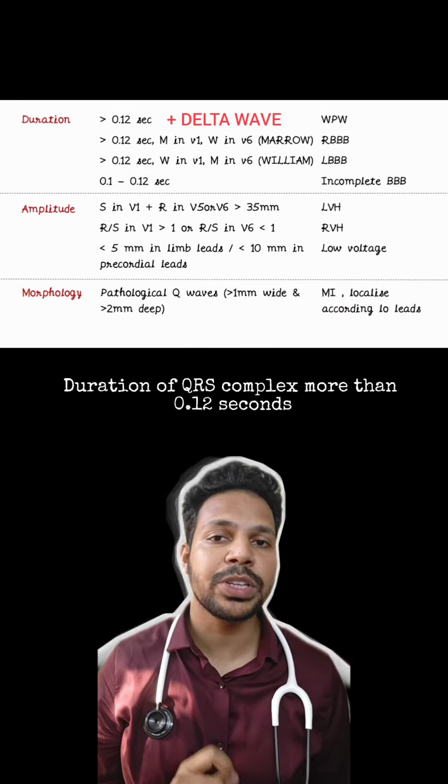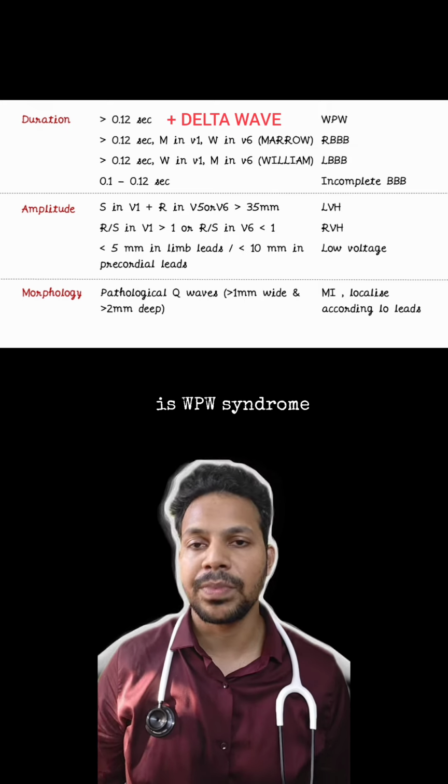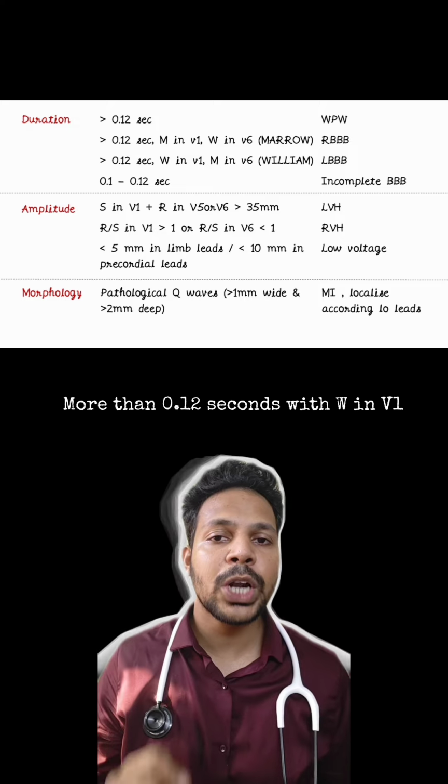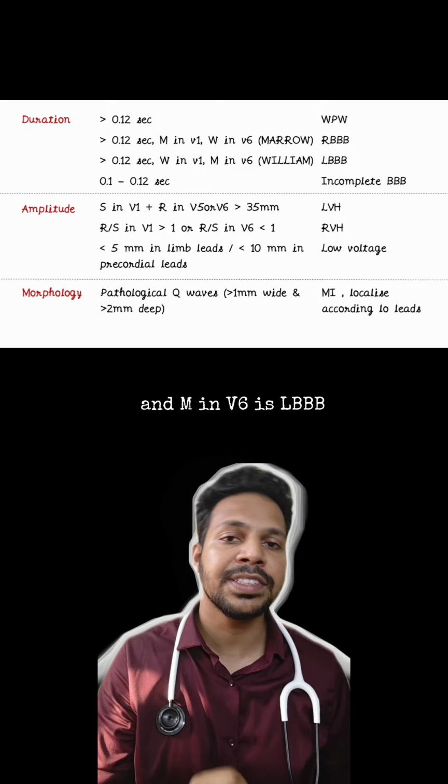Duration of QRS complex more than 0.12 seconds is WPW syndrome. More than 0.12 seconds with M in V1, W in V6 is RBBB. More than 0.12 seconds with W in V1 and M in V6 is LBBB.